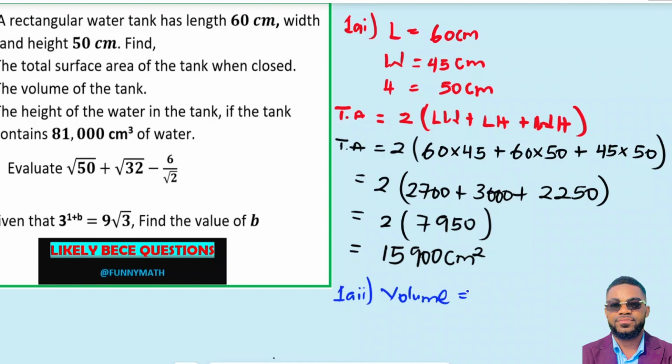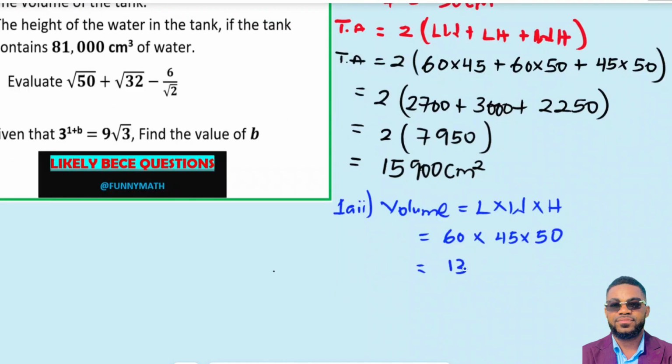So now, the volume of a rectangular tank, which is a cuboid, since I'm using these parameters, length, width, height, it's going to be the length times the width times the height. So that's going to be the volume of this rectangular tank. So we just have to do substitutions, and that's going to be 60 times 45 times 50. So the volume is going to be 135,000 centimeters cube. Volume has a unit of cube. So don't forget to write that. So that is how we can find the volume of the tank.